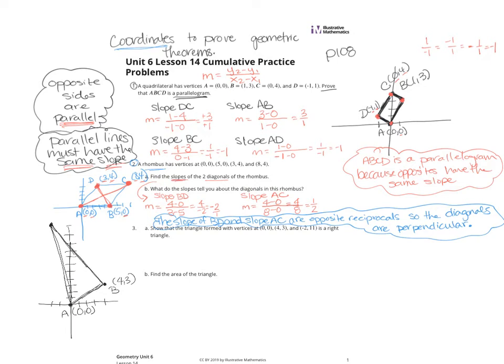So going back up to the top of my page, remember I'm using coordinates to prove geometric theorems. Here I'm going to use coordinates to prove that I've got a right triangle. So let's figure out my right angle. I'm considering that B might be my right angle. So how can I use coordinates to prove B is a right angle?